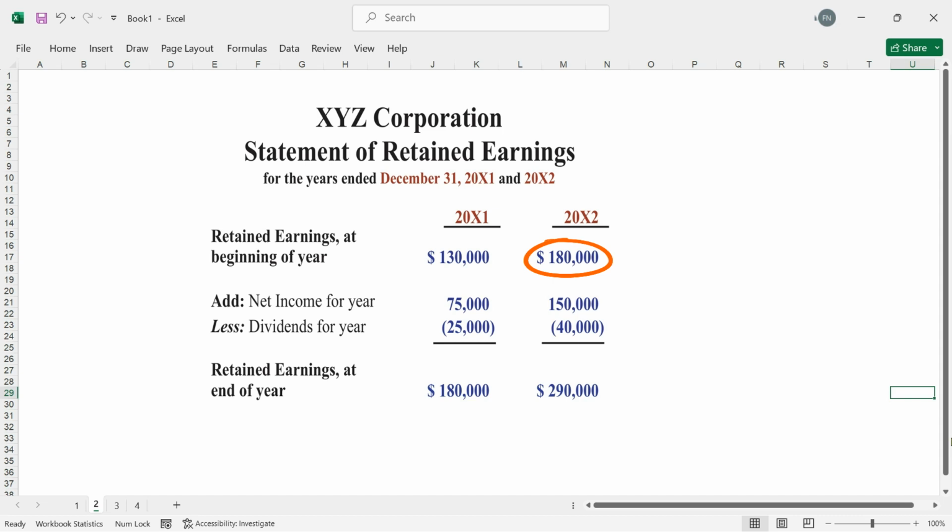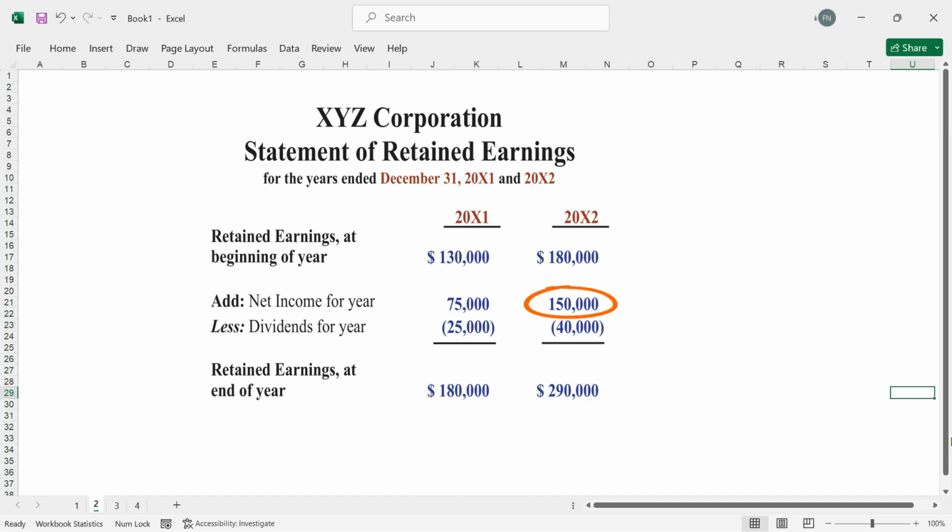So that is where this balance of $180,000 comes from. It comes from the ending balance, given the balance sheet, at 12/31/X1. There are only two things that affect retained earnings. Retained earnings are increased for any earnings during the year. Earnings are net income. So we're going to add net income for the year. In this particular case, apparently the net income amounted to $150,000.